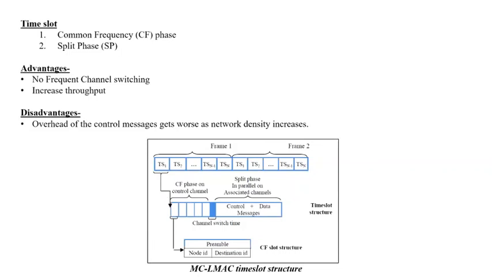The number of CF slots is equal to the number of channels, and it is determined at the initialization of the network, and it does not change. There are some advantages, like there is no frequent channel switching in MC-LMAC, and it helps to maximize the throughput of the channel. And it has some disadvantages also, like the overhead of the control messages used for synchronization and channel and time slot selection. It gets worse as network density increases.